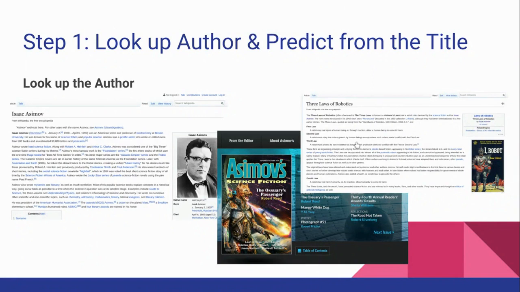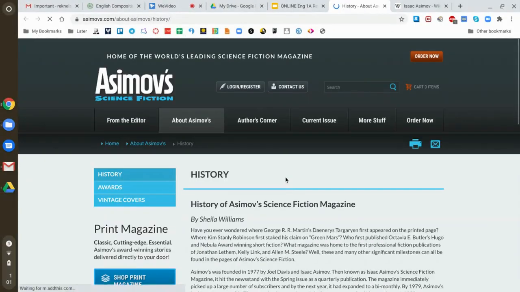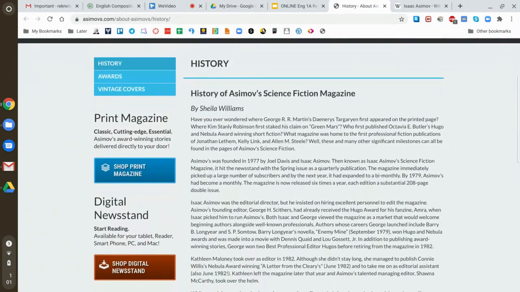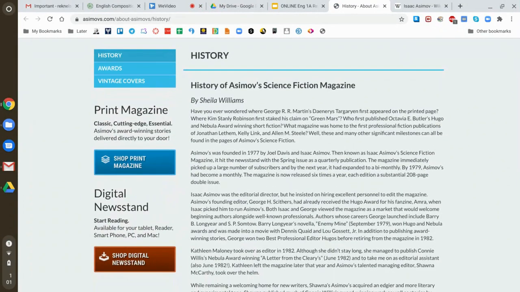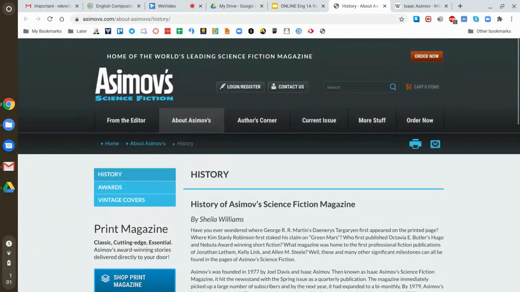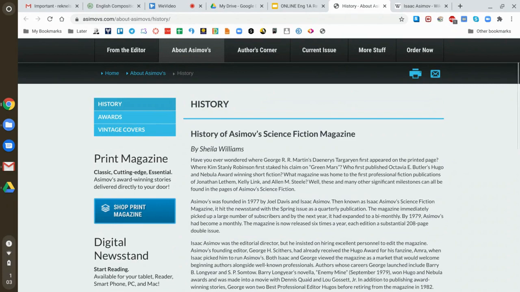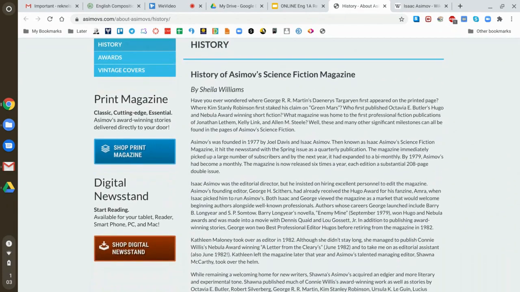The next link I've provided is this one. It's got this interesting looking creature on the picture, and this is the history of Asimov's science fiction magazine. In the history page, it goes into the background of the Asimov science fiction magazine.